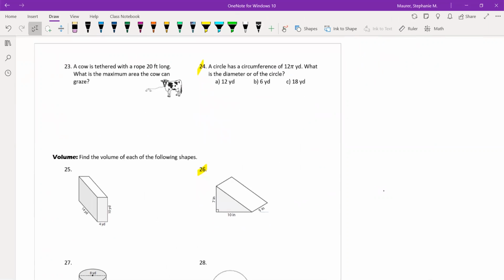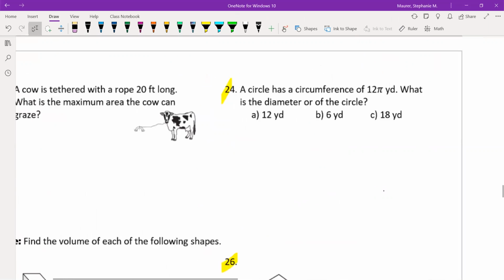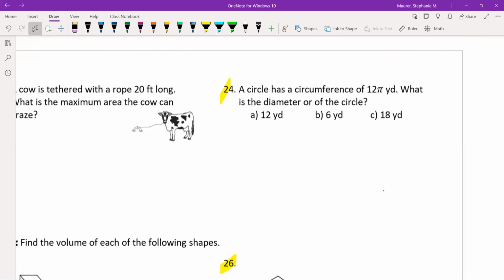Onward to the next page, we're actually just going to look at 2 on the last page here. Number 24, I'm going to help you guys get set up because, again, this is one that gives people some problems. It says a circle has a circumference of 12 pi. So let me actually start out by just reminding you of the circumference formula. The circumference formula says pi times diameter. What they're telling us is that the circumference is 12 pi.